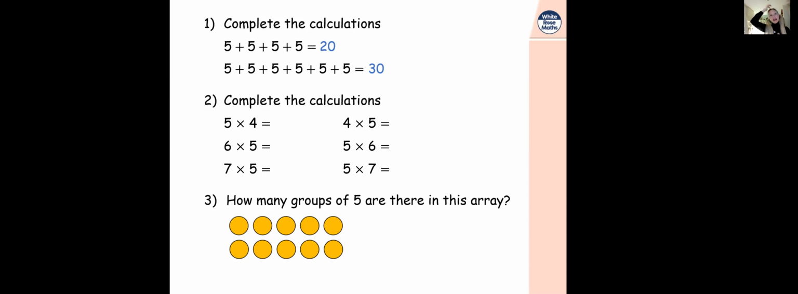Question 2 says complete the calculations, and here we've got some multiplication questions. 5 times 4 equals, or 4 times 5 equals, will have the same answer. What did you get? The next one is 6 times 5 equals or 5 times 6 equals. And the one after that is 7 times 5 or 5 times 7. Pause me and see if you can use your 5 times tables to work those ones out.